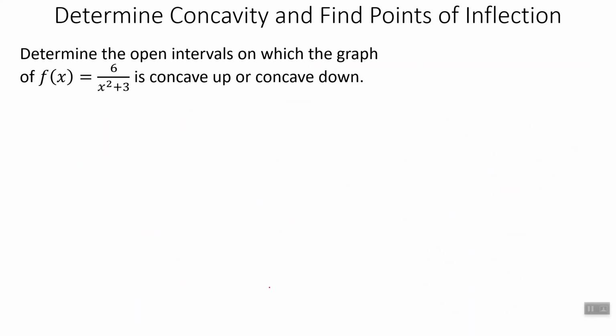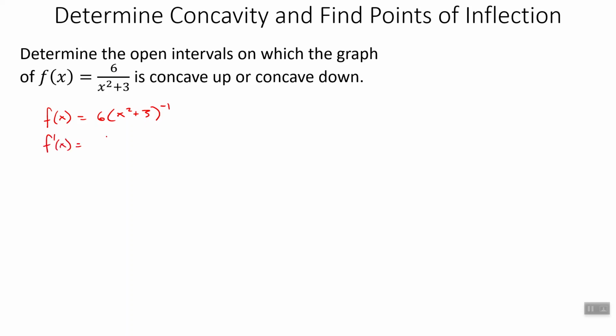All right, more examples. Find concavity, find the point of inflection. So here's our function. We need its second derivative. Before I actually start taking the derivative, I'm going to rewrite this as 6 times x squared plus 3 to the negative 1. It's easier to rewrite it and do it as a chain rule, in my opinion, than to try and do it as a quotient rule with just a constant on top here. So we're just going to leave the constant out front here and take the derivative.